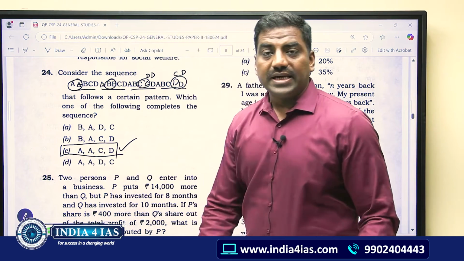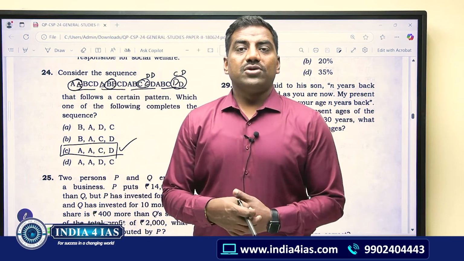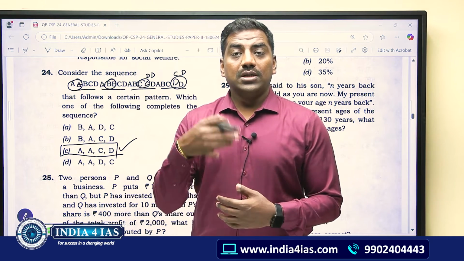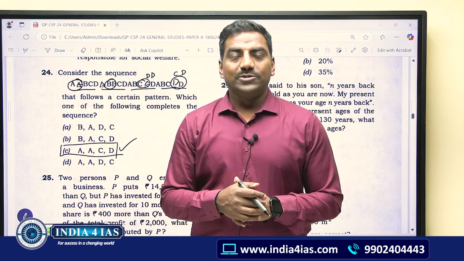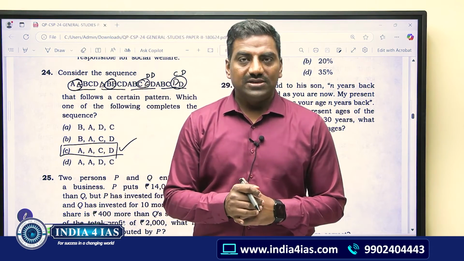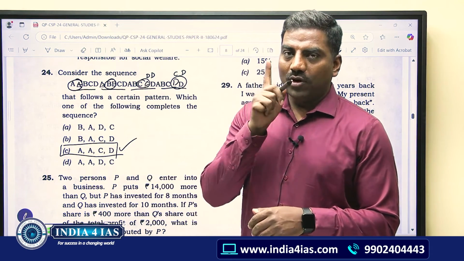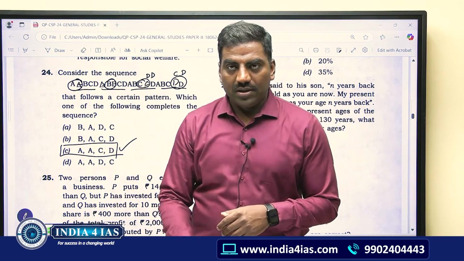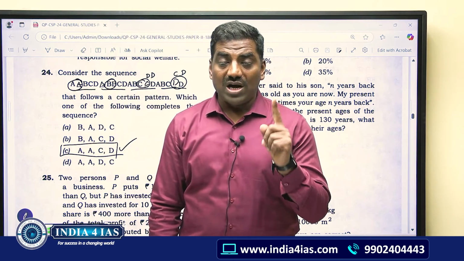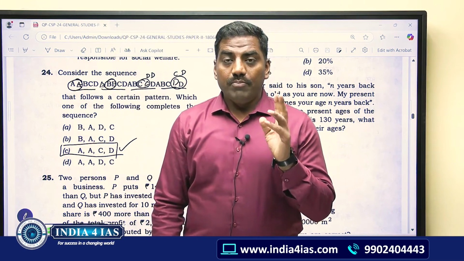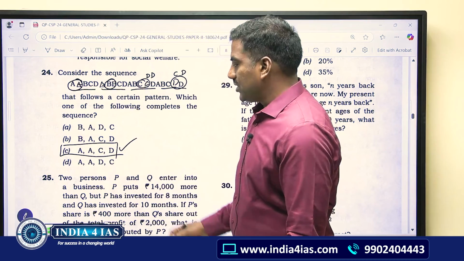So in such cases, you have to go for trial and error. You have to go for the reverse engineering. That is, apply the options, put the options and then check. That will help you, because for one question, for one pattern, there can be more than one right answer. So better you check from the options and decide.